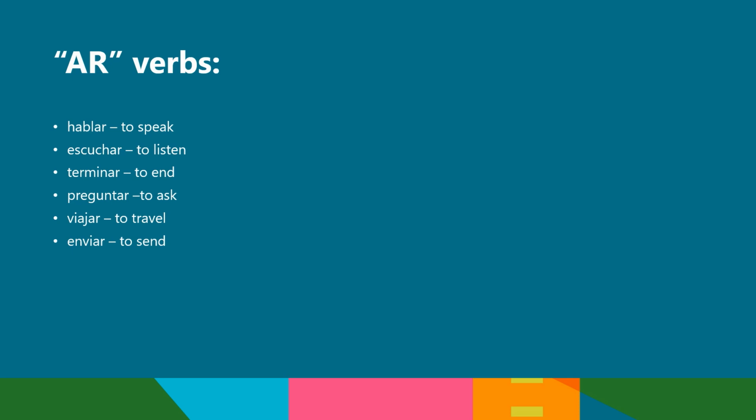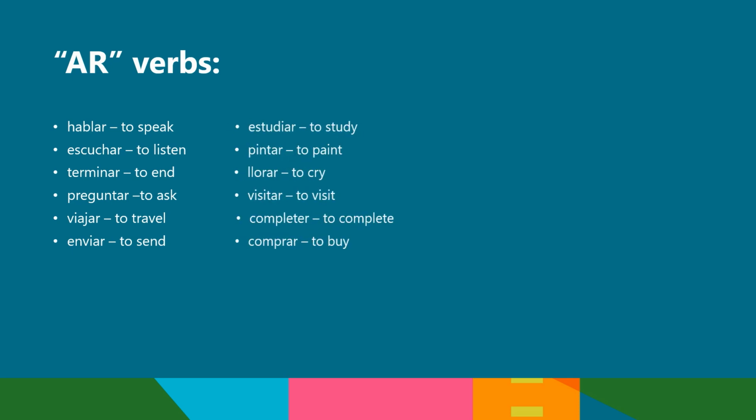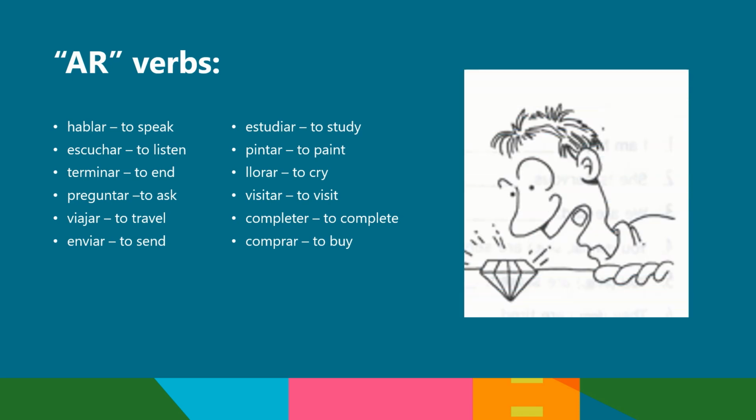We'll start with hablar. And here's some others. Estudiar, pintar, llorar, visitar, completar, and comprar. Look at estudiar at the top. You're going to see a gentleman who's using that verb who will appear on the right side of your screen. Let's take a look. There he is. He is doing estudiar. He's studying a diamond.